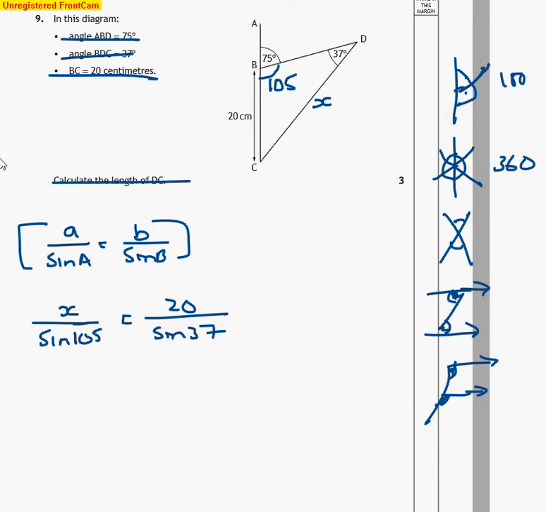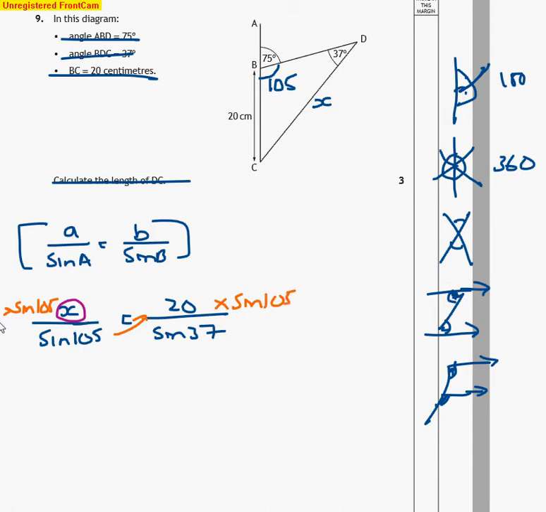The next step is rearranging. So we want to make x the subject. So how do we make x the subject? Well, we want to move sine 105 up the way. So on this side it's dividing. To move it over, we do the opposite. We're going to be timesing. Now if you think about what we're actually doing there, we're timesing both sides by sine 105. Because we times both sides by sine 105, we're not actually changing the equation.